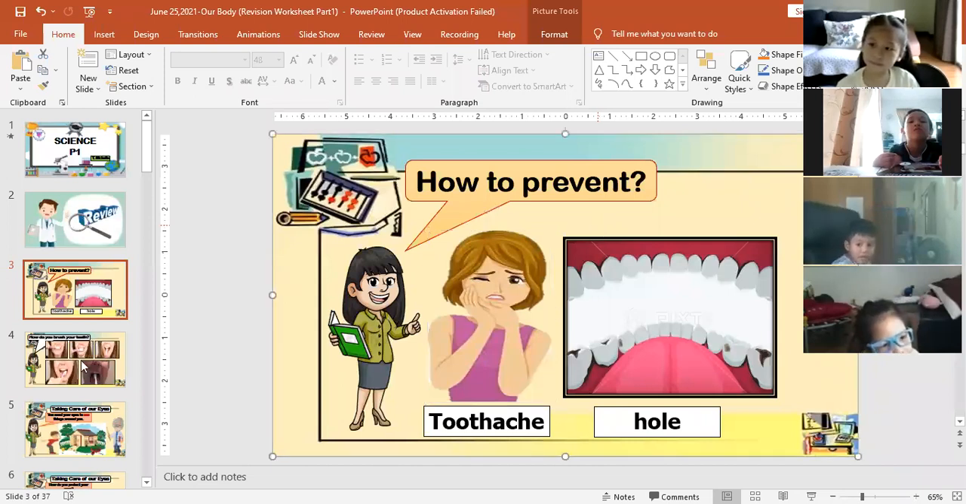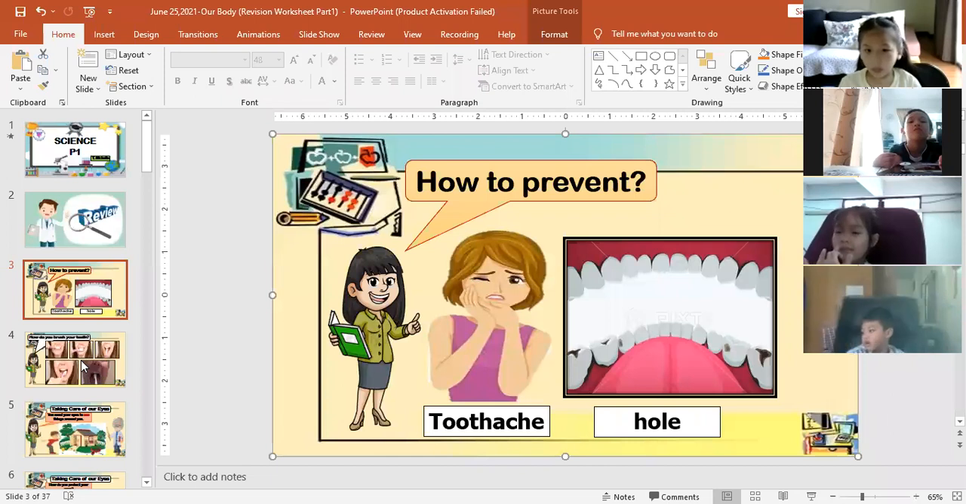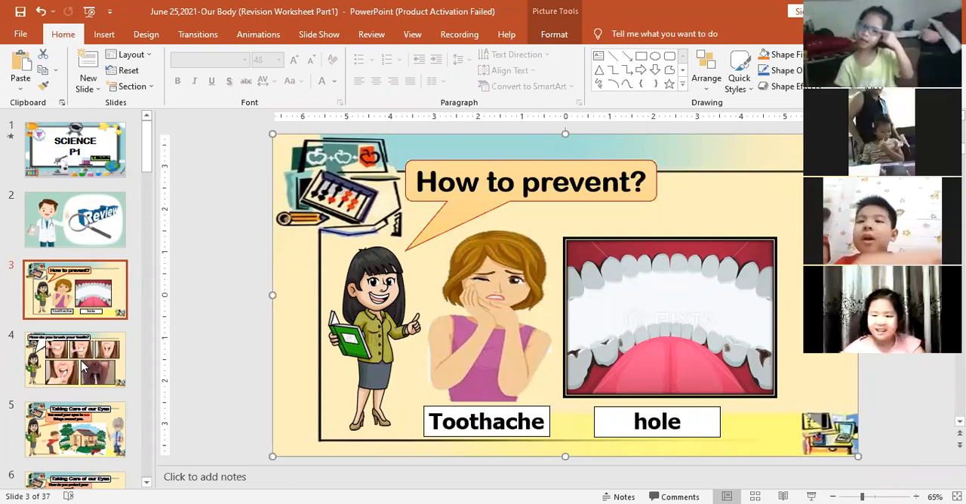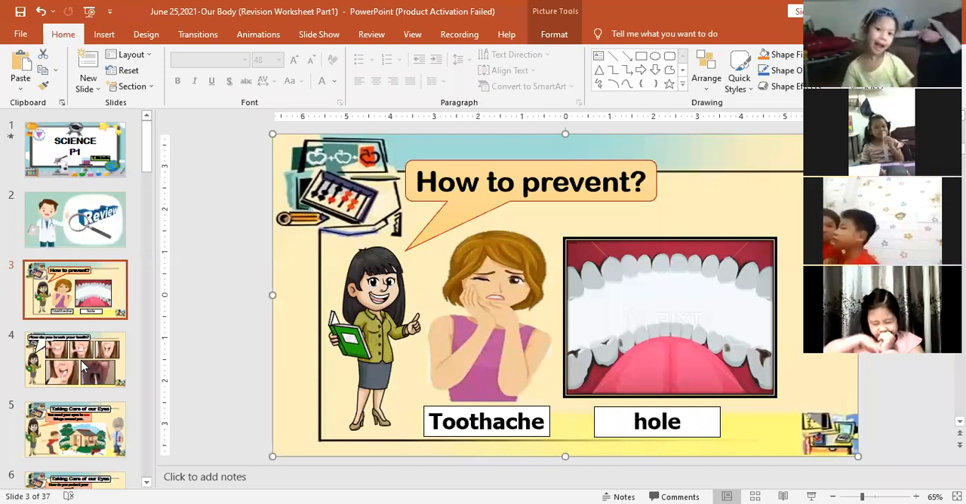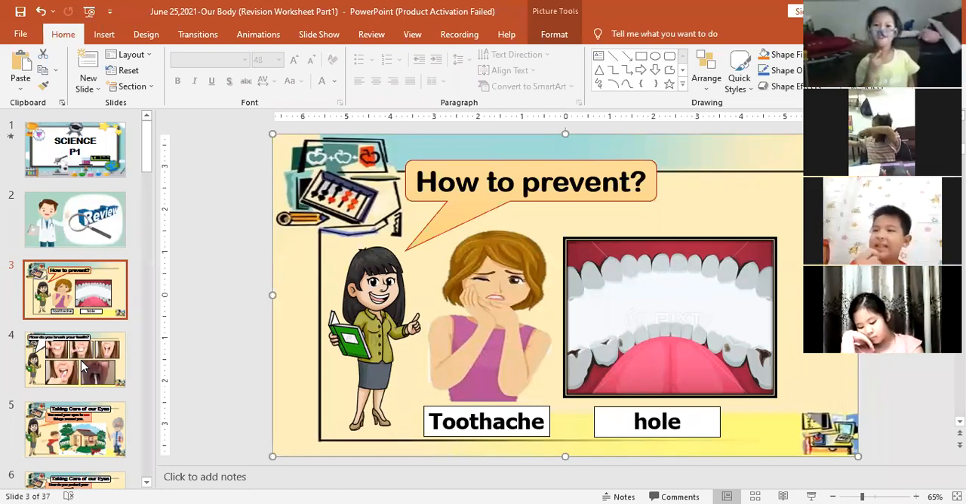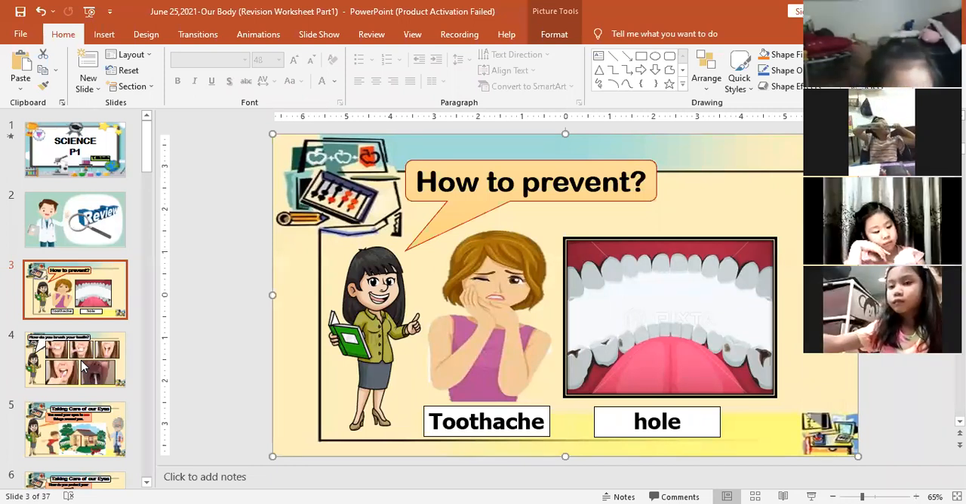So, do you brush your teeth? How about floss? Do you brush your teeth? Yes or no? Do you brush your teeth? Yes.